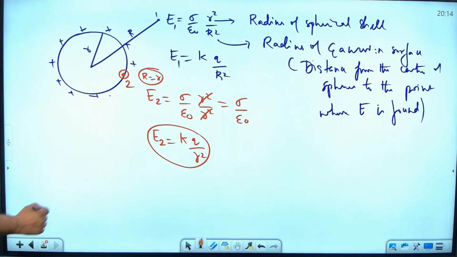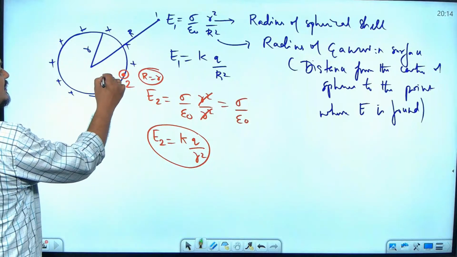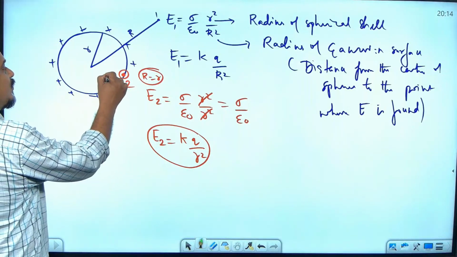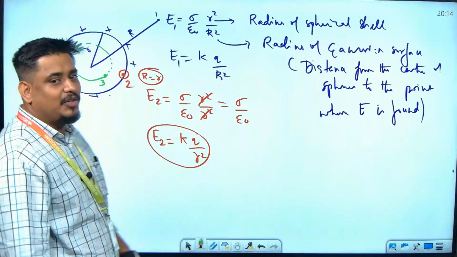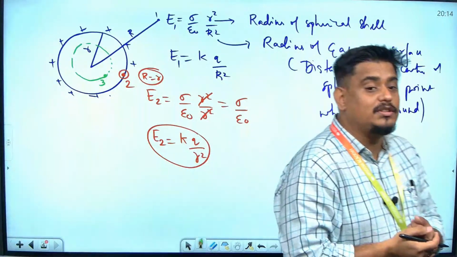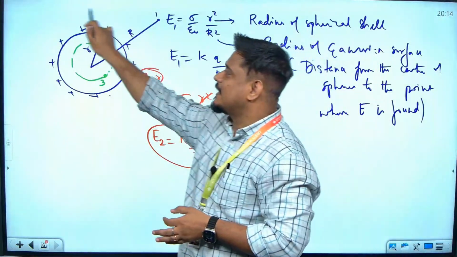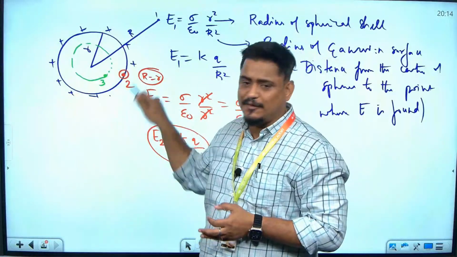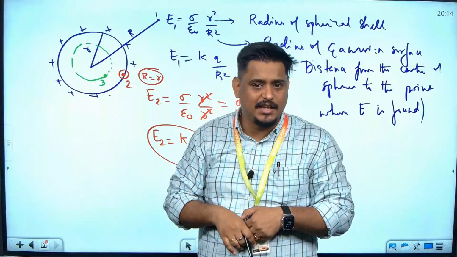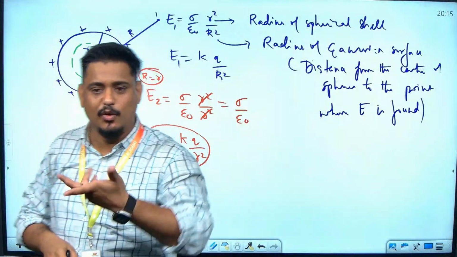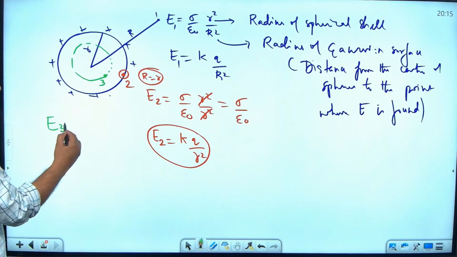Okay, what about the third point? The third point lies inside the spherical shell. What will happen when you draw the Gaussian surface? How much charge is enclosed? Zero, right? Only if the Gaussian surface is outside or on the surface is charge enclosed. If I am going inside the spherical shell and there is no charge enclosed, can't I conveniently say that E3 will be equal to 0?